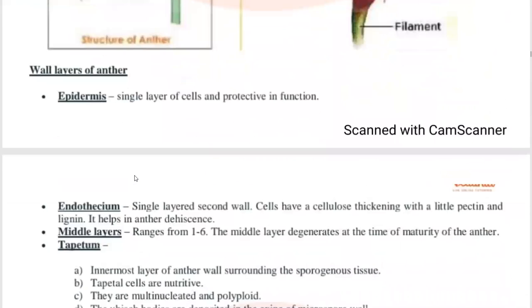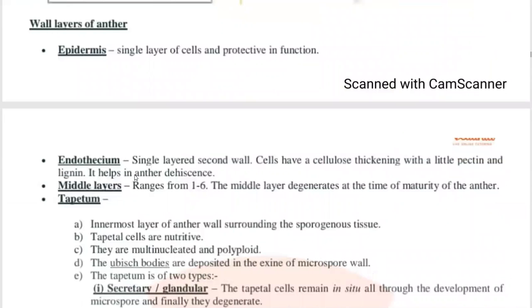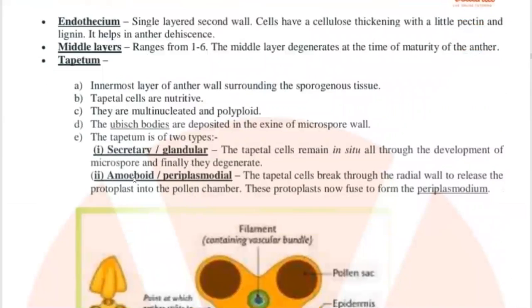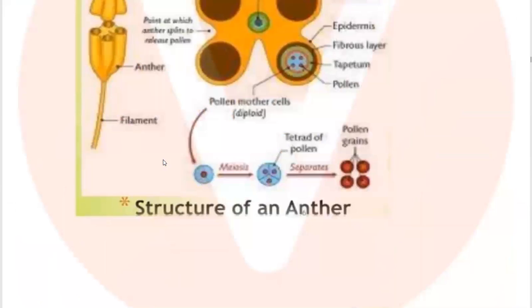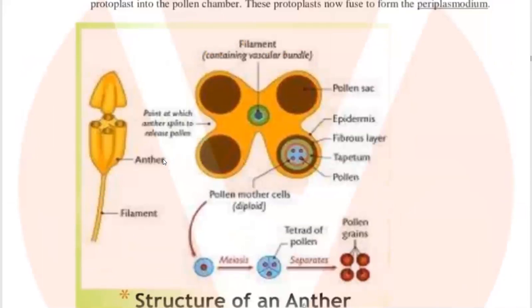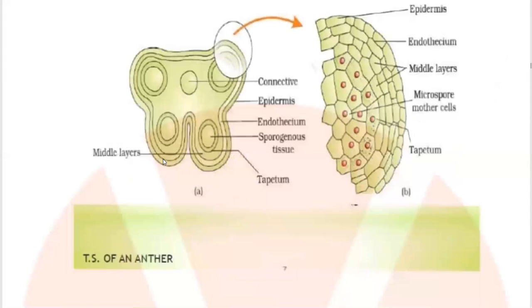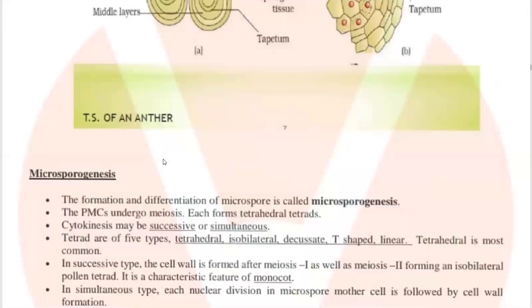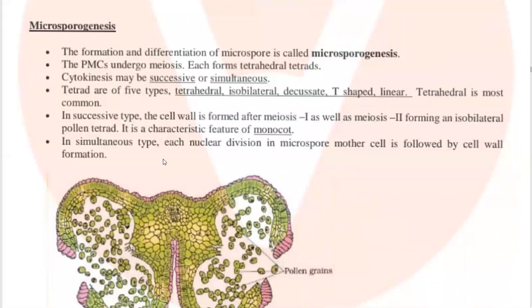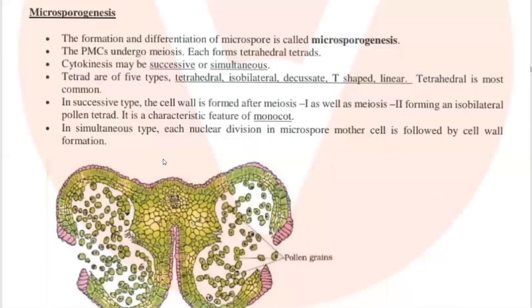The walls of anther are epidermis, endothecium, middle layer, and tapetum. Tapetum is the innermost layer of the anther wall surrounding the sporogenous tissue. This is the nutritive layer. This is the structure of anther. This is the transverse section of anther. Then microsporogenesis is the process of formation of male spores. Micro refers to male.